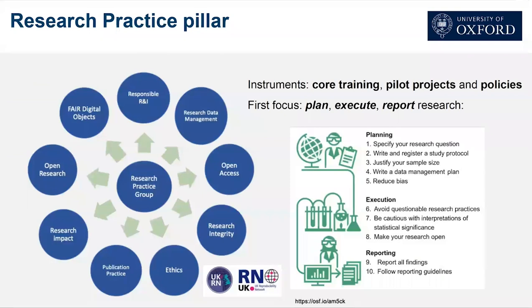In the research practice pillar, which I'm leading with colleagues, we are focusing on developing, first of all, core training activity that covers the different areas that research practice encompasses, which is illustrated by the diagram on the left, which includes research data management, FAIR data, but includes many other things. And we want to focus on core training, as well as creating pilot projects and creating policy. Now, because the area of research practice is so broad, we are going to first and foremost focus on enabling how the researcher can plan the research, can execute the research, and report the research. And this is going to be our first focus.